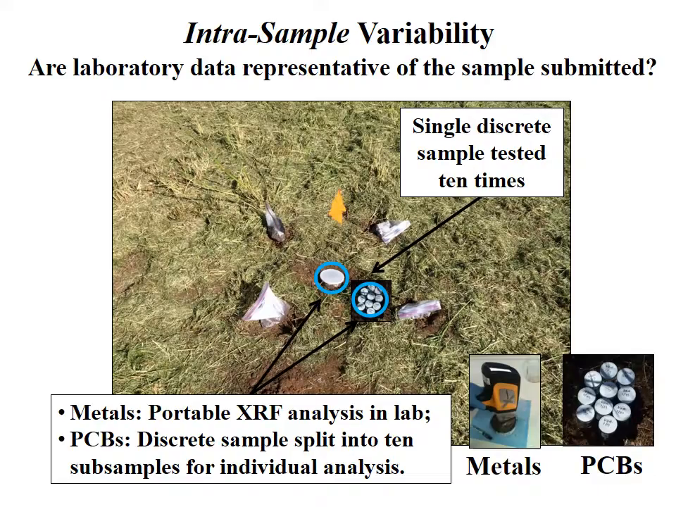So here's what we did at each of the grid points designated at each one of these sites. The first thing we looked at was what we refer to as intra-sample variability. The basic question is, are laboratory data representative of the sample submitted? So for the lead and the arsenic site, a single sample was tested 10 times using a portable XRF in a laboratory controlled environment. So we could look at the variability of lead or arsenic concentrations within a single sample.